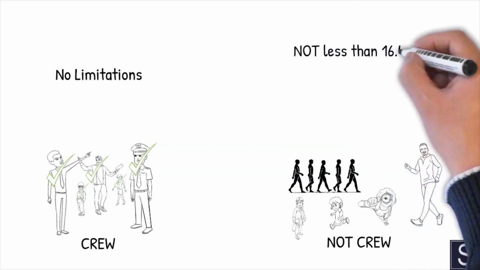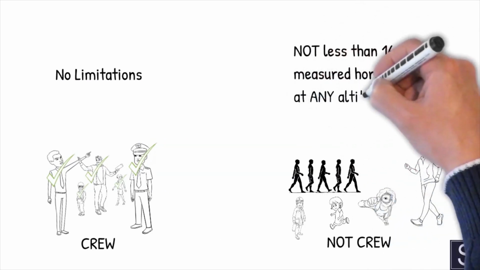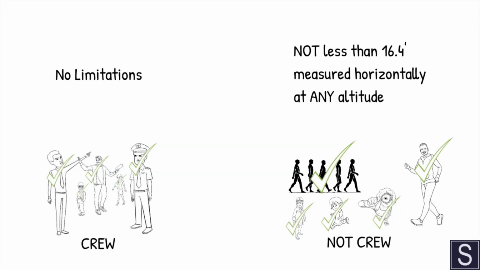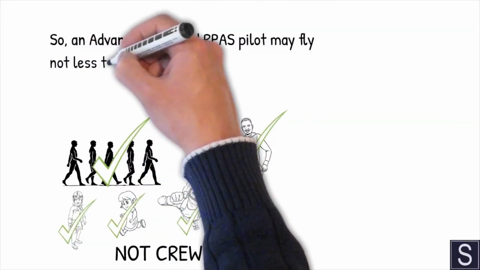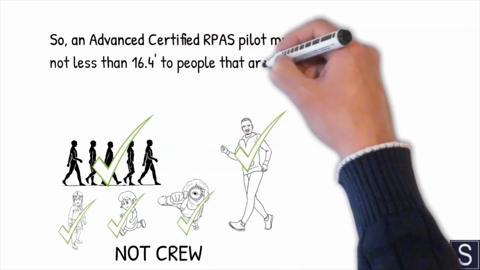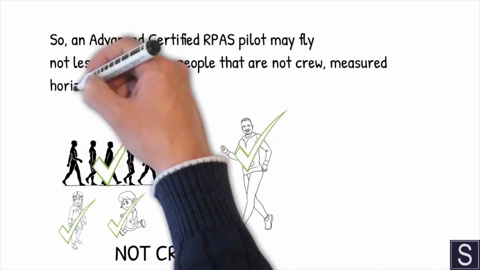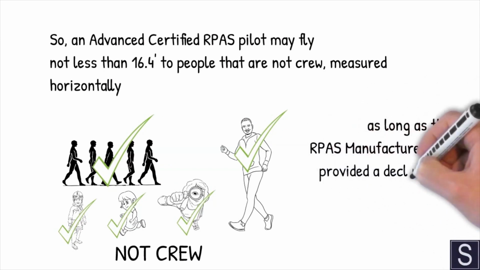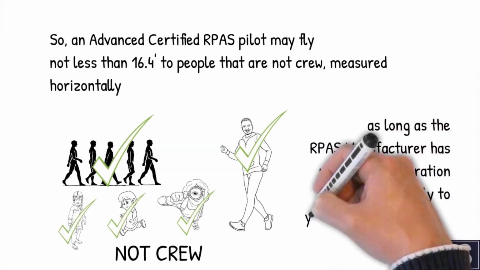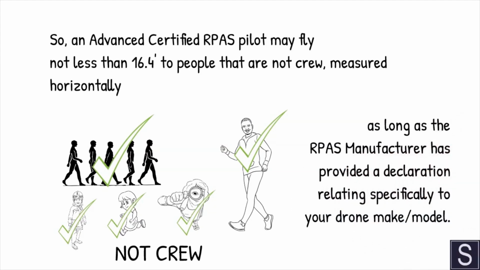Not crew, not less than 16.4 feet for Category B. To expand, an RPAS pilot may operate his drone not less than 16.4 feet for Category B, or less than 16.4 feet for Category C, based on manufacturer's safety assurance. In regards to Category A, it is for controlled airspace operations.